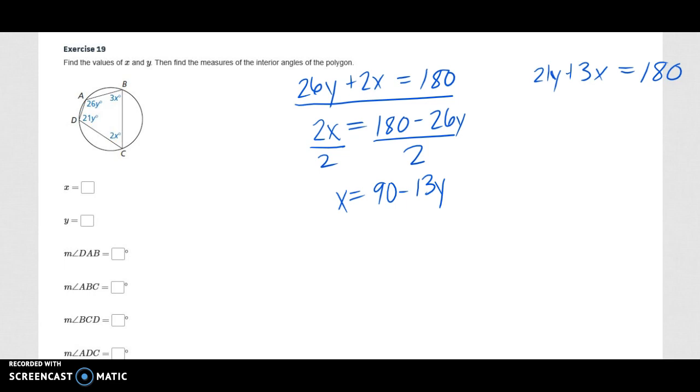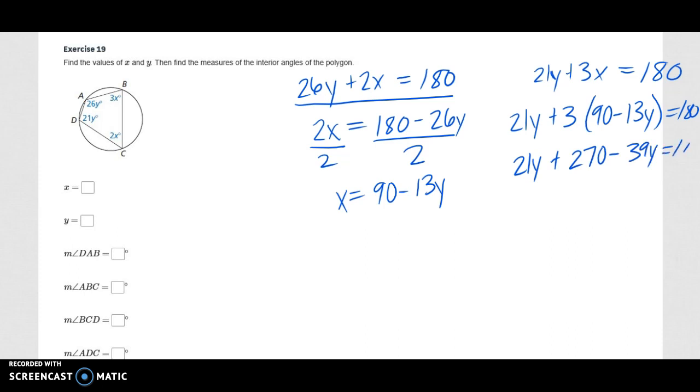I now know what x is in terms of y. So I can go to my second equation, and in place of that x, I can put what we just found. So I can put 90 - 13y in place of x. Okay. Then I just have to do the distributive property here to simplify this a little bit. Okay, then I can combine my like terms, so those y terms would become -18y.